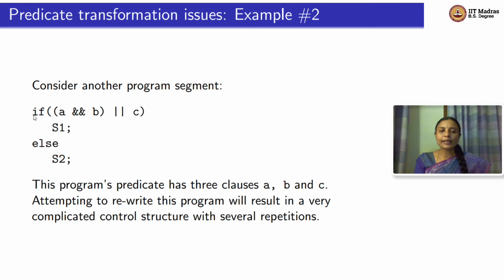So suppose we had the same thing, but with a larger predicate. Instead of A and B, I had A and B or C. So if A and B or C, then you do S1, else you do S2. Is this clear? In this program, we have a predicate with 3 clauses, A, B, and C, A and B connected by an AND operator, C connected by an OR operator. I can rewrite this program to capture the essence of this predicate, but it will result in a very complex control flow structure with several code fragments of S1 and S2 repeating.